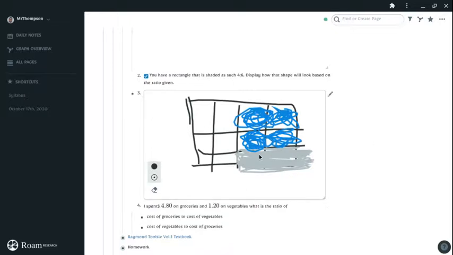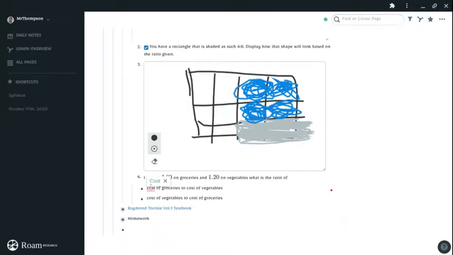Okay. I spent $4 on groceries and $1.20 on vegetables. What is the ratio of the cost of groceries to the cost of vegetables? So this question isn't really to see how well you're paying attention. It's to show you that the question itself can tell you the order of how you're supposed to represent the ratio, correct? So in this one, what was the cost of groceries?